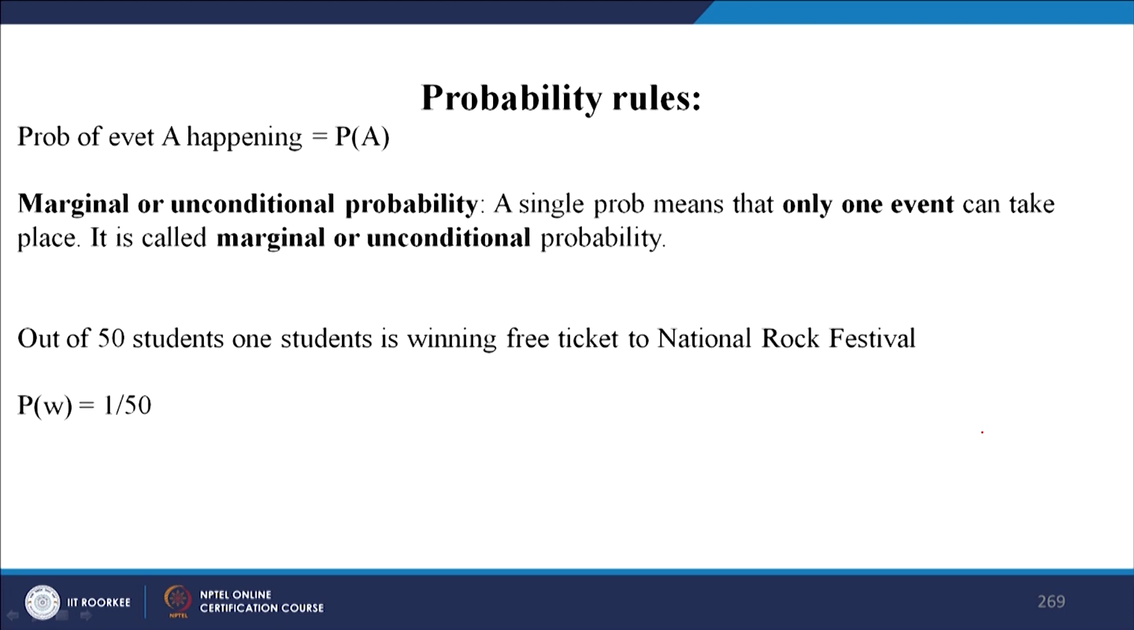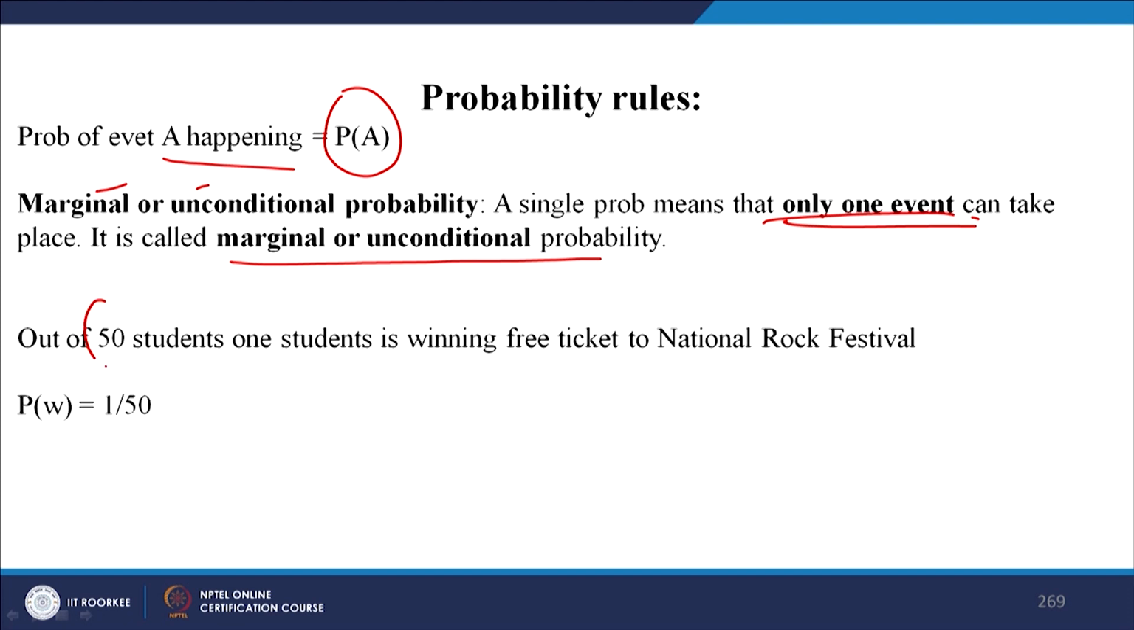Now, let us look at a couple of probability rules, some addition rules. First of all, let us look at the probability of the happening of an event, P(A). This is how we denote it. You can call it marginal or unconditional probability. It is basically the probability of only one event.